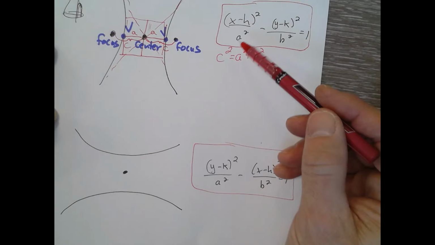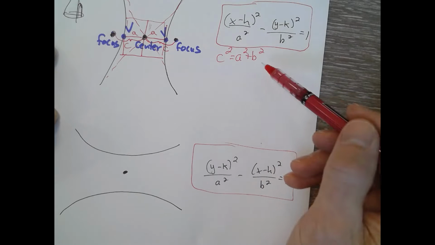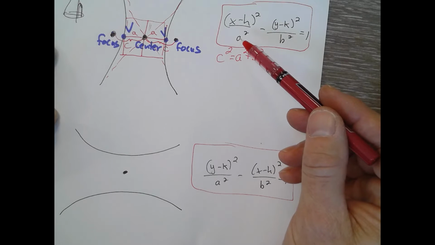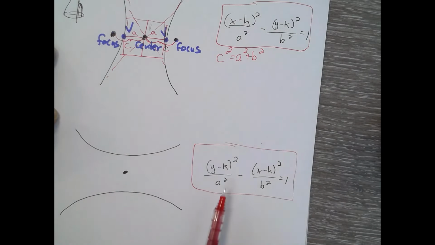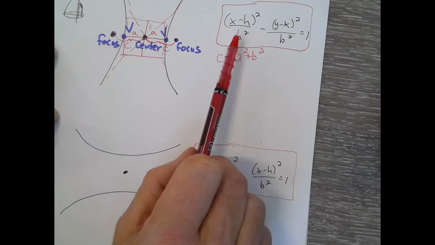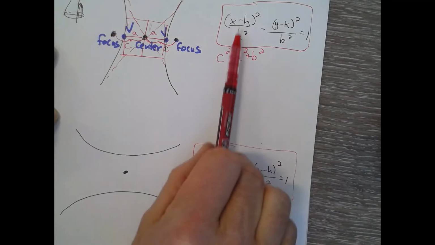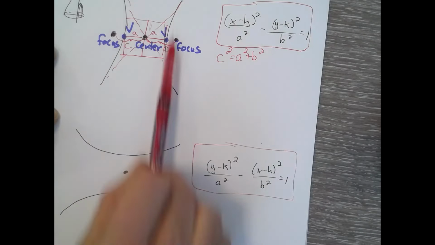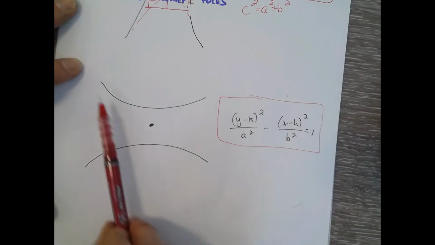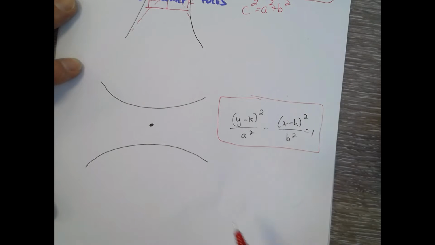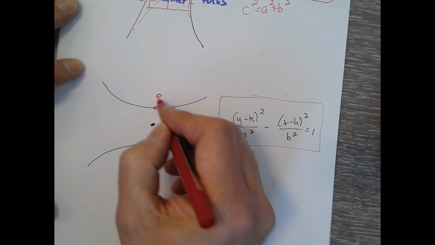Now, A is not always the biggest one between A and B. A is always the first one. So that's also different with a hyperbola. This is always A squared. In both forms, A squared is first and B squared is second. If A squared is below the x being squared, they open left and right. If A squared is below the y being squared, it opens up and down. So this would be the center, this would be a vertex, and this would be a focus, and a focus like that.